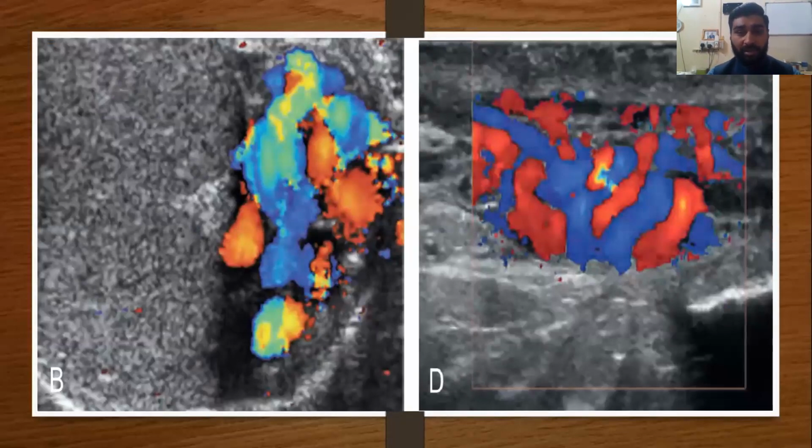One more case of varicocele, you can see posterior to the testis there are many dilated veins representing varicocele.